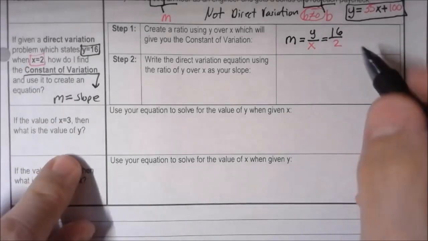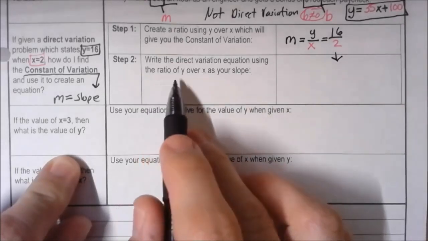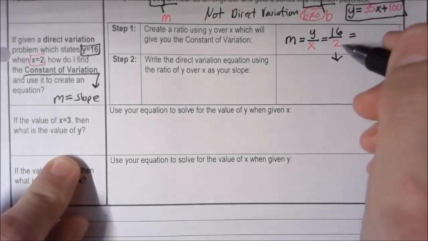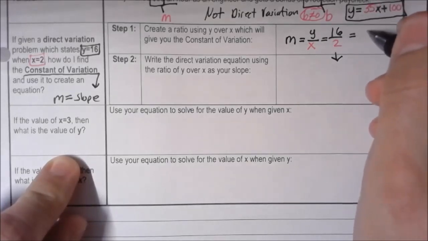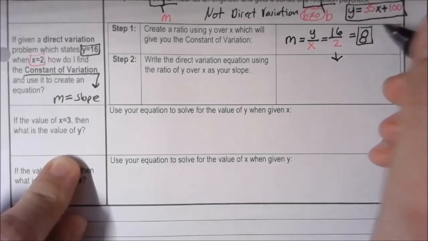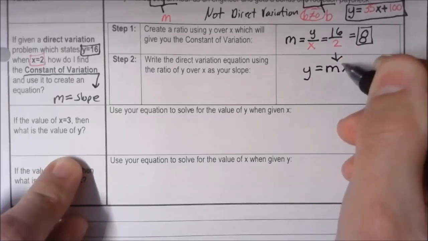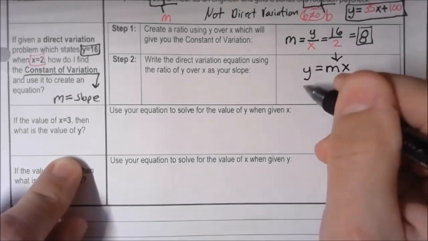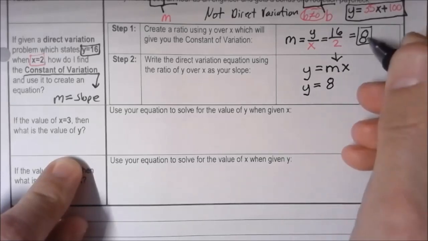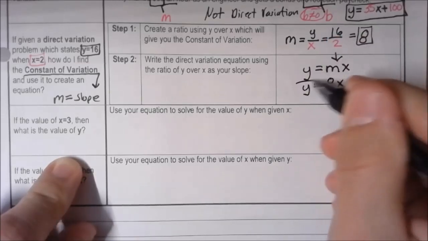Now, we went ahead and did what we're asking here, because it says write the direct variation equation using the ratio of y over x as your slope. If I wanted to simplify this, how many groups of 2 can I make out of 16? I can make 8 groups of 2. So my m, my slope, is 8. If I wrote this equation in the form y equals m times x, then I would end up with y is equal to 8x, because I replaced the m with the 8. And that is our equation.